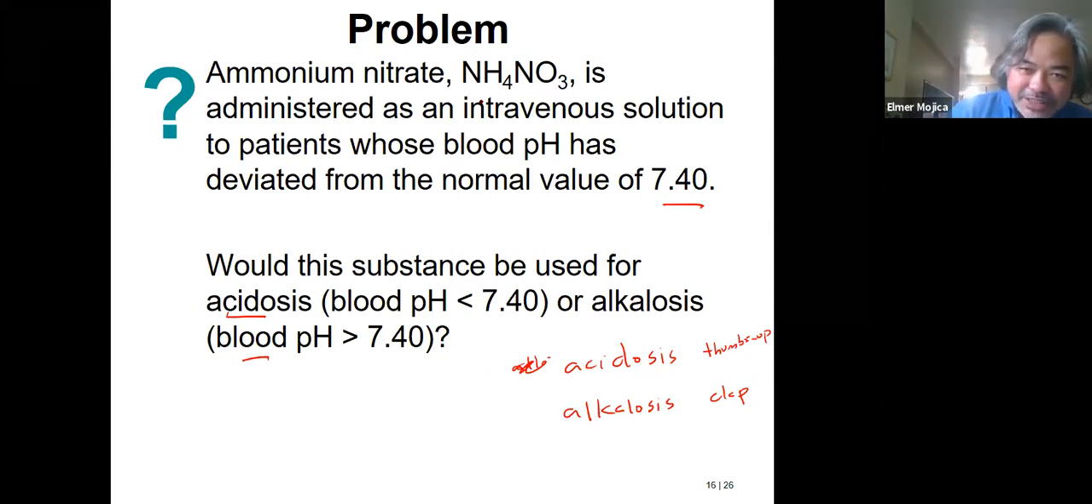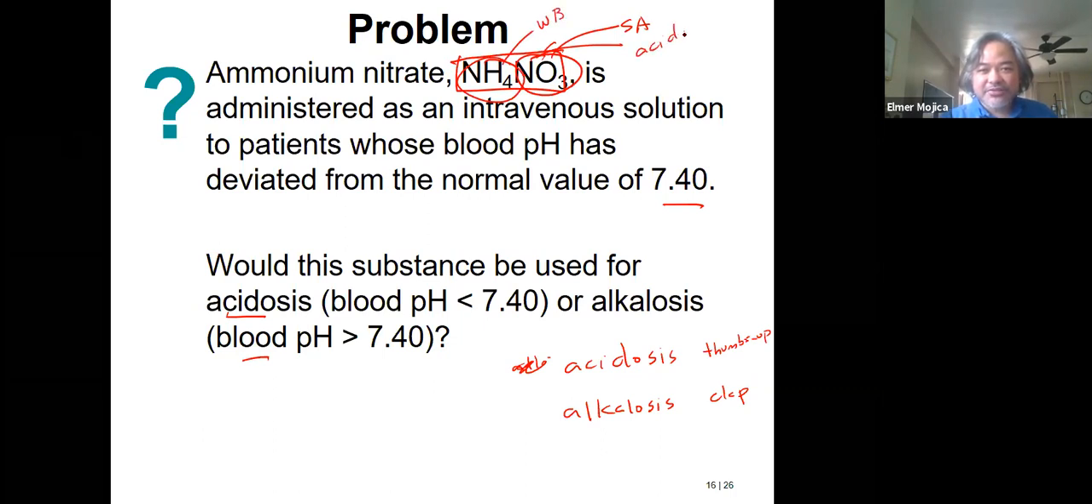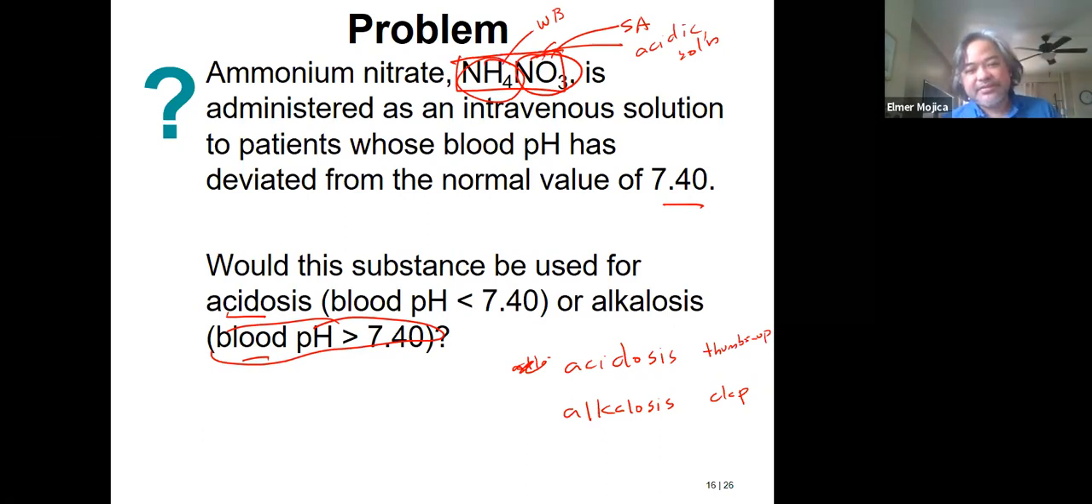So what is this? Will it be acidic or basic if you dissolve it in water? Because that's the way you're going to be able to answer the question. So you look at the source. This is a strong acid, and this one, a weak base. So you have an acidic solution. So to what condition are you going to add the acidic solution? Most likely a blood pH that is higher than 7.40, because when you add it to that higher pH, the pH will go back to 7.40. Does that make sense?